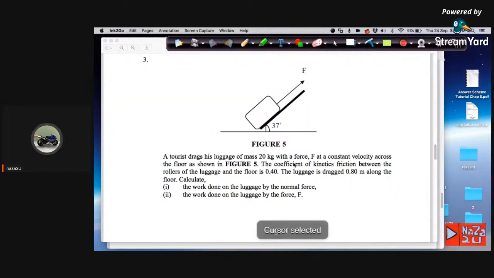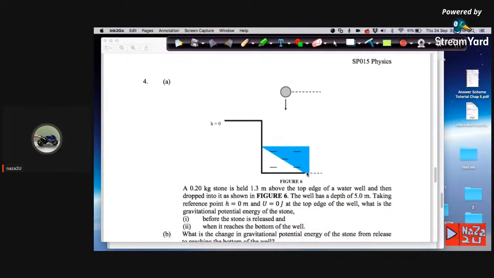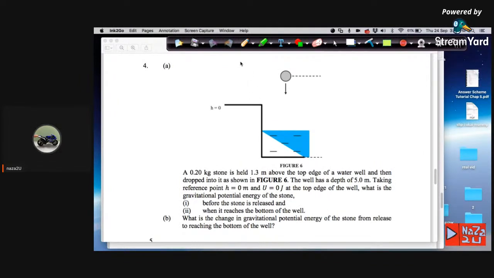Question number 3. Okay, continue to question number 4. Okay, question number 4. A 0.2 kg stone is held at 1.3. So kita ada satu jasad pada ketinggian sini 1.3 meter above the top edge of a water well, then dropped into it, as seen in figure 6. The well has depth 5 meter, right? 5 meter.